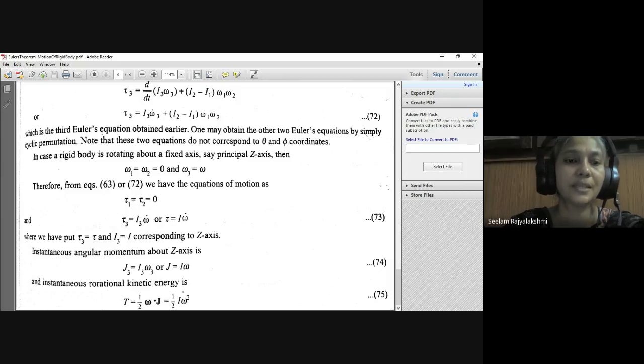So the instantaneous angular momentum about the z-axis can be written as J3 equals I3 omega 3, or J equals I omega. And the instantaneous rotational kinetic energy is T equals half into omega dot J, or we can write it as half I omega squared. So this is about Euler's theorem.